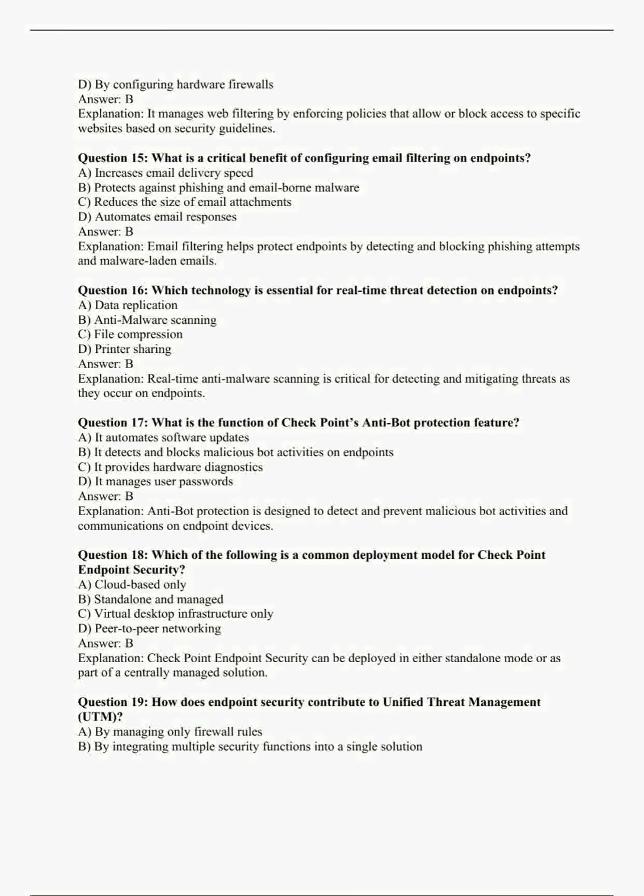security guidelines. Question 15. What is a critical benefit of configuring email filtering on endpoints? A. Increases email delivery speed. B. Protects against phishing and email-borne malware. C. Reduces the size of email attachments. D. Automates email responses. Answer B. Explanation. Email filtering helps protect endpoints by detecting and blocking phishing attempts and malware-laden emails.